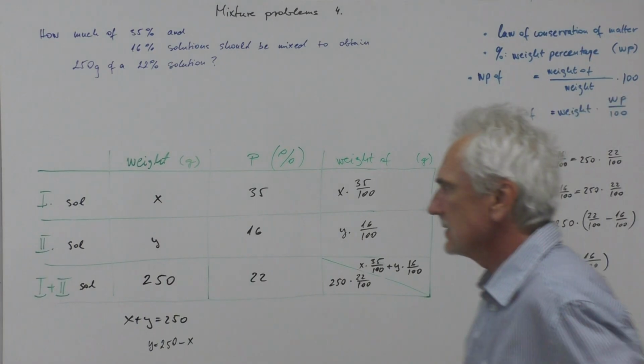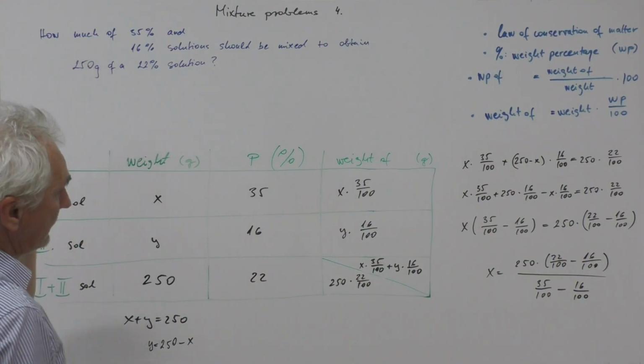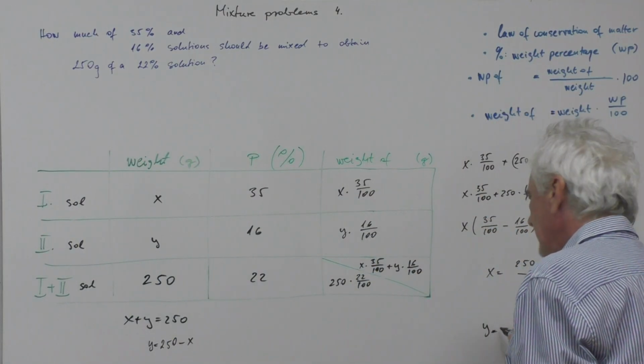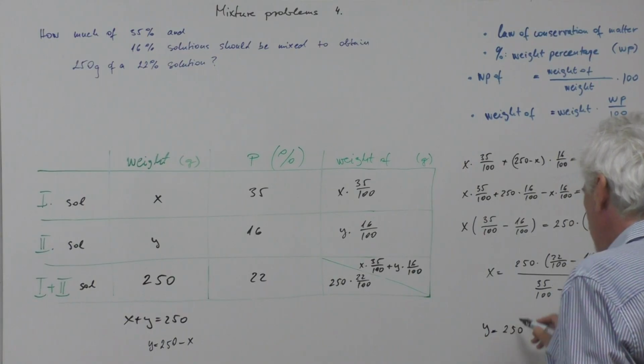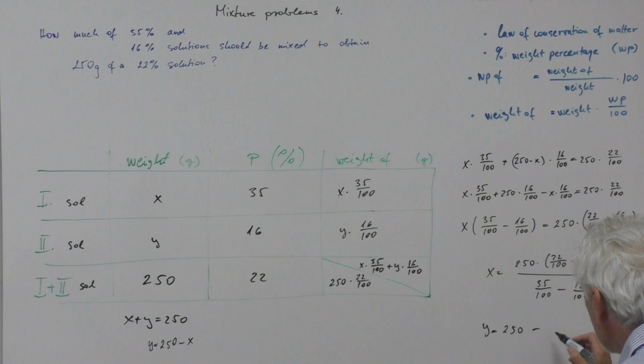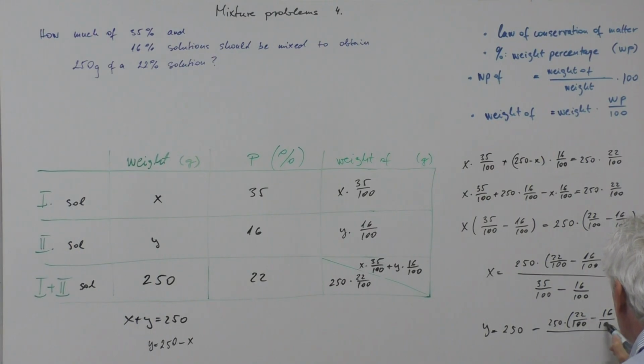So we need x grams from the first solution. But how much? We have to give the answer for y. It's not enough to just have that one. We have to copy the whole big formula to get full credit. So y is 250 minus this ugly expression, 250 times 22 over 100 minus 16 over 100 divided by 35 over 100 minus 16 over 100. Okay, grams.